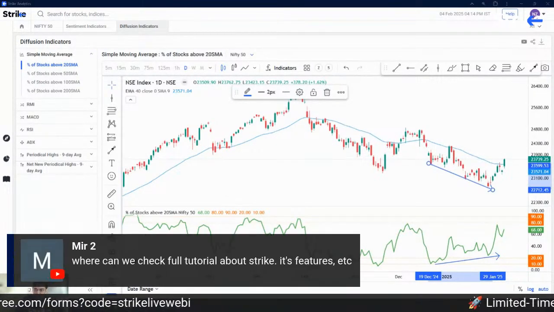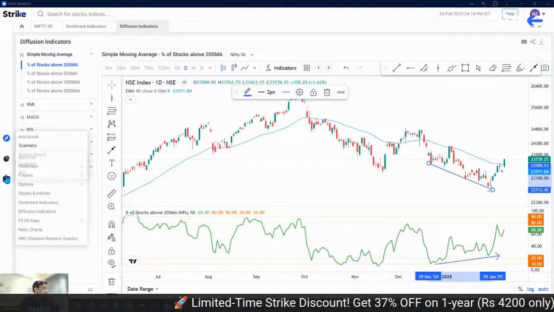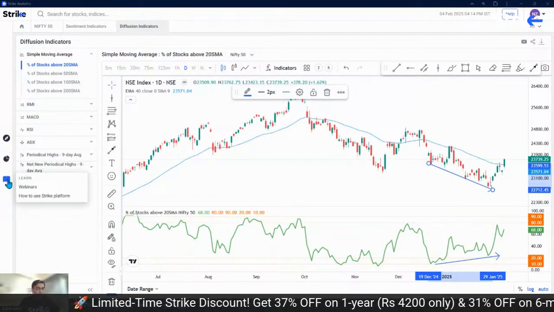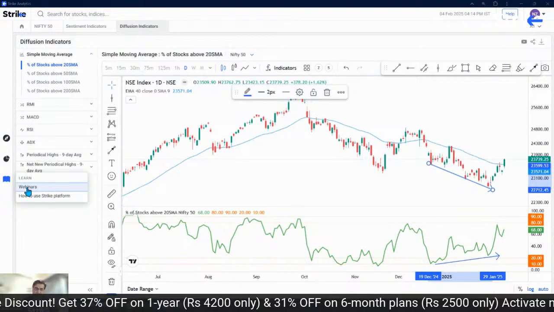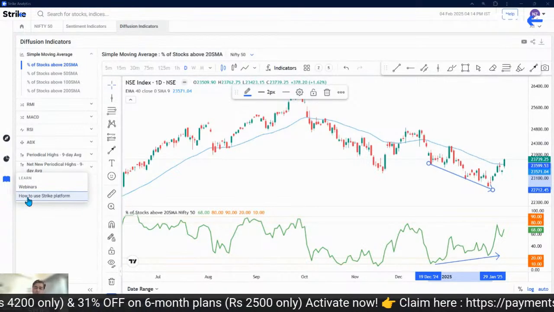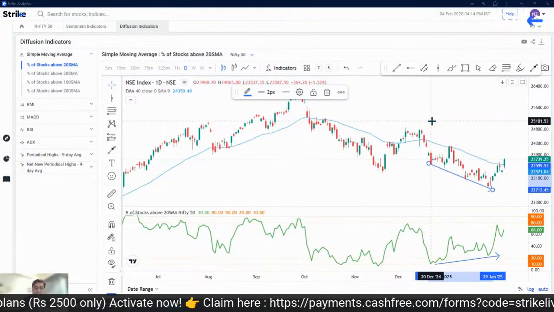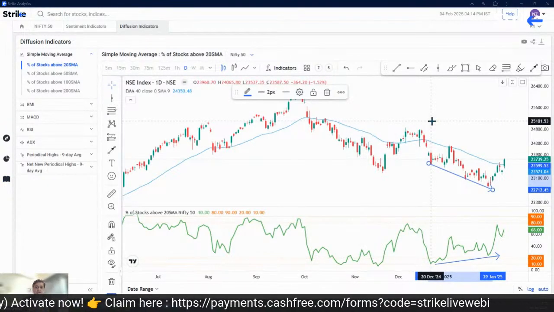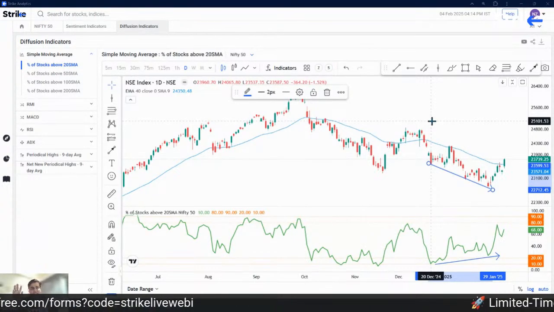Mir is asking, where can we check the full tutorials about Strike and its features? I will tell you. There is a learn section on the Strike platform, the third button. There are various webinars explaining various features and how to use the platform. There are videos given over here, and every Tuesday and Thursday we shall be having live webinars, focusing on one parameter at a time.